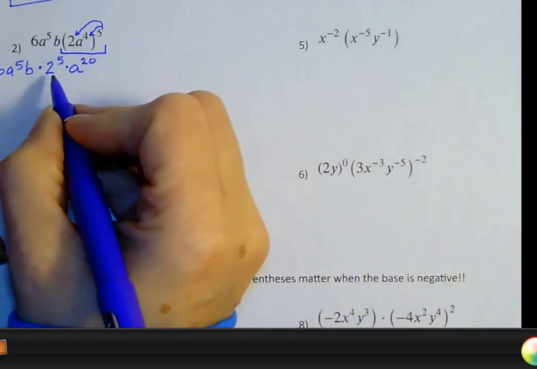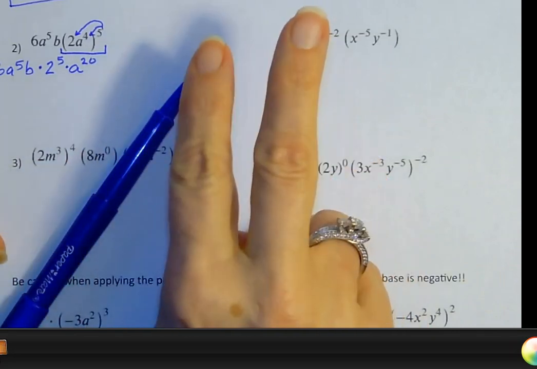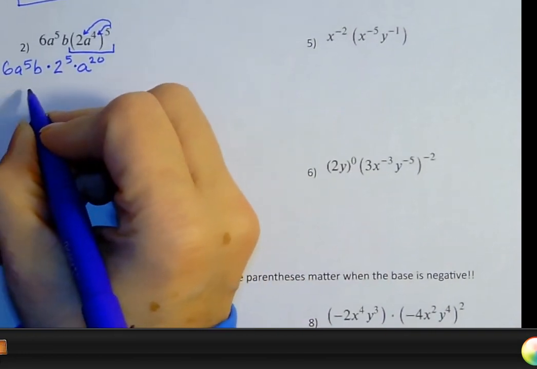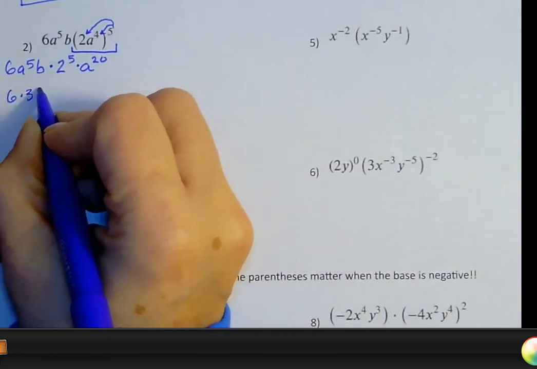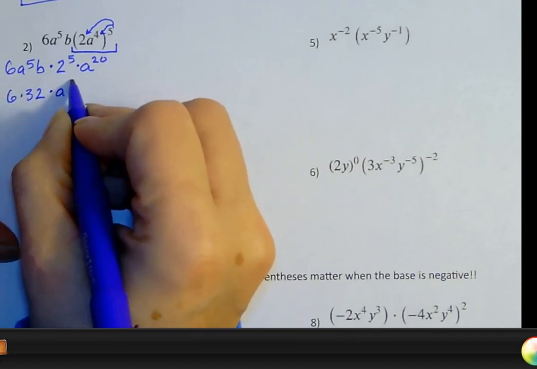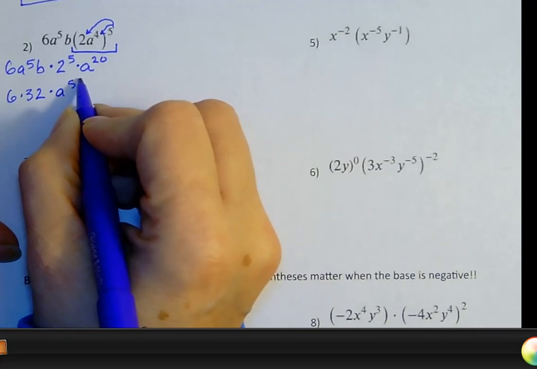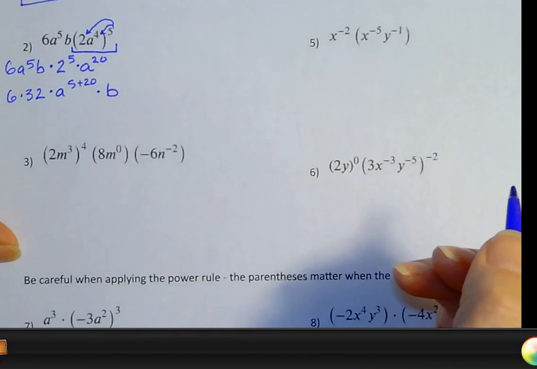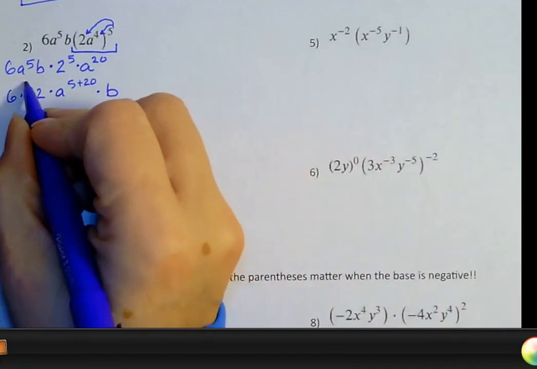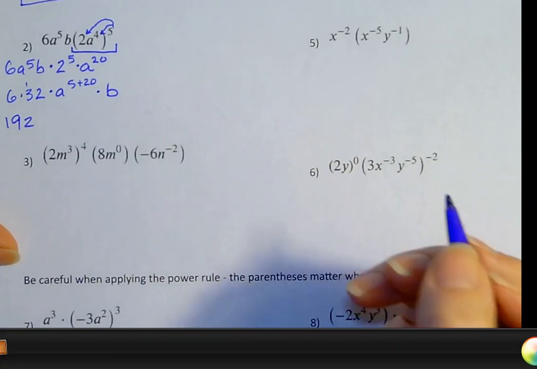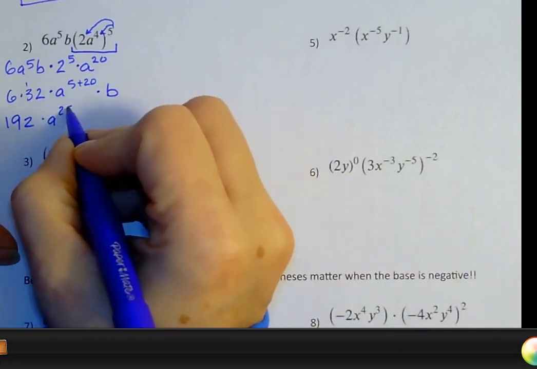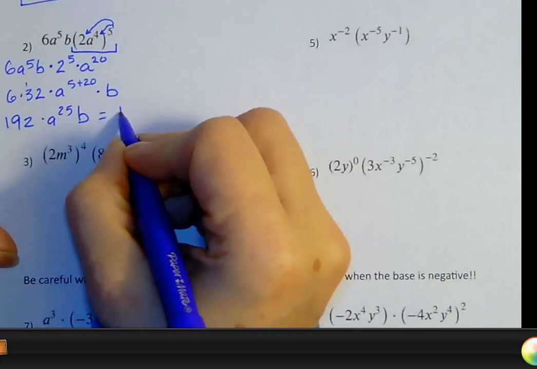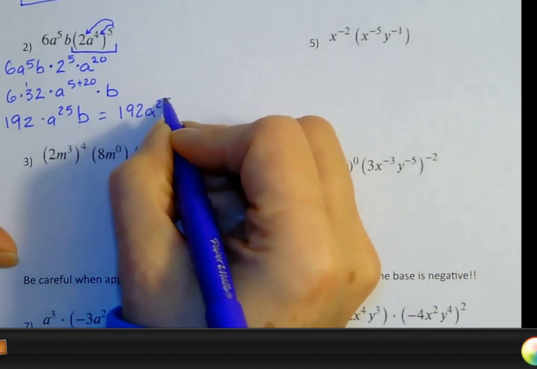All right. 2 to the 5th, I believe, is 32. So I have 2 times 2 is 4, times 2 is 8, 16, 32. Yep. So I have 6 times 32, I'm just putting my numbers first, times a to the 5th, times a to the 20th. So I'm going to say that's 5 plus 20 times b. All right, 6 times 2 is 12, 18, 19, that's 192, times a to the 25th, times b. And I don't really need that multiplication dot. I can rewrite that as 192 a to the 25th b.